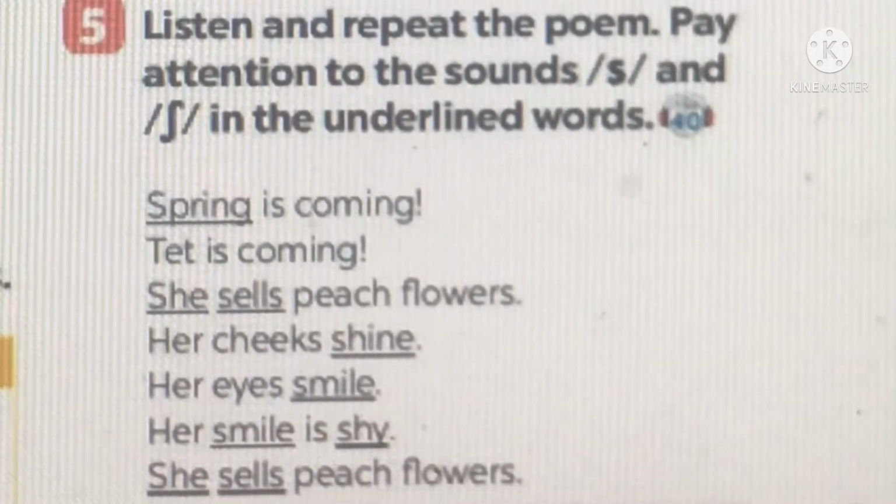Spring is coming. Tet is coming. She sells peach flowers. Her cheeks shine. Her eyes smile. Her smile is shy. She sells peach flowers.